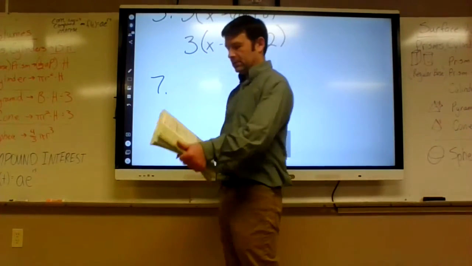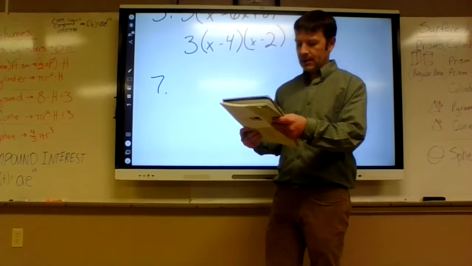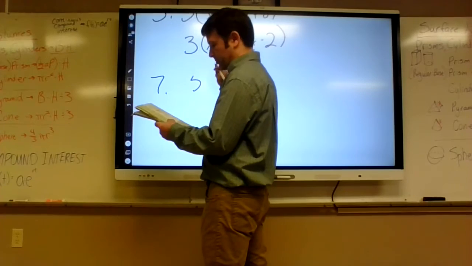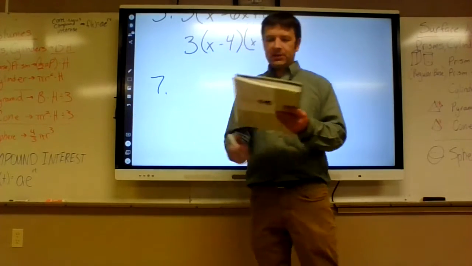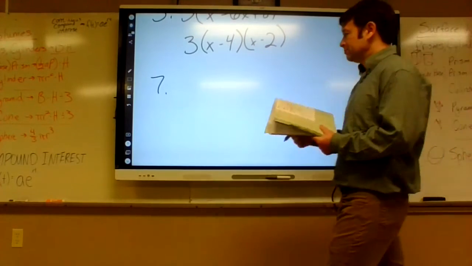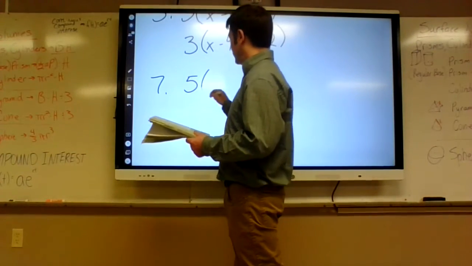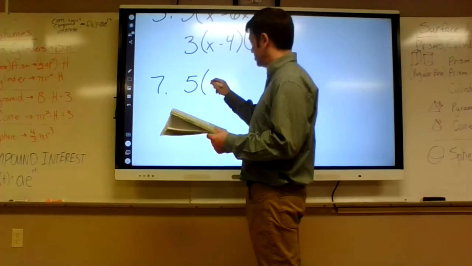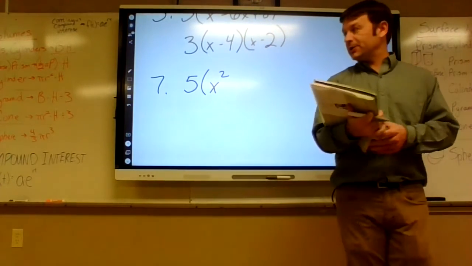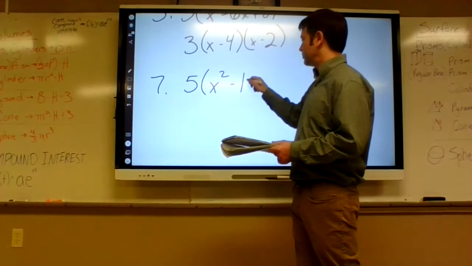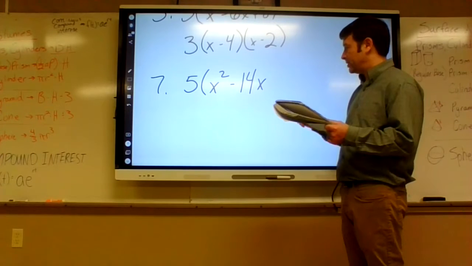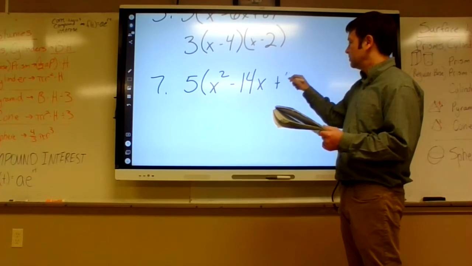Number 7. Okay, 5x squared. What do you guys think we can take out on number 7? 5. What's left if I take a 5 out? Well, x squared, minus 70 divided by 5 is 14, and 245 divided by 5 is 49.